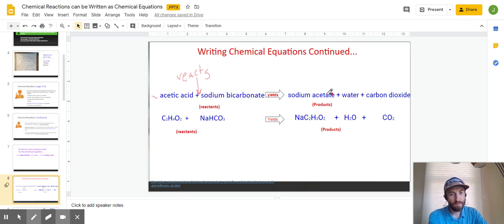We had sodium acetate, which the common name is hot ice. I'm not going to write that out. Plus water and carbon dioxide. So these are our products. And here is the chemical formula for the molecule of acetic acid. And here's the chemical formula for the molecule of baking soda, or sodium bicarbonate. Here is the chemical formula for sodium acetate. Here's the chemical formula for water and carbon dioxide.